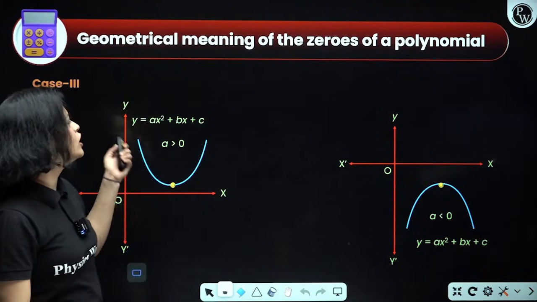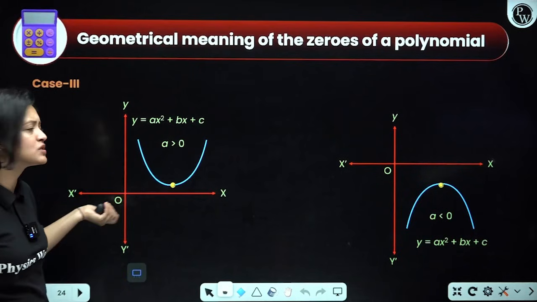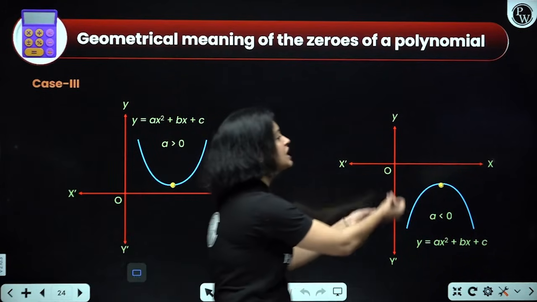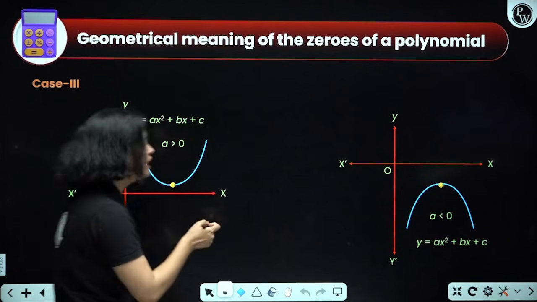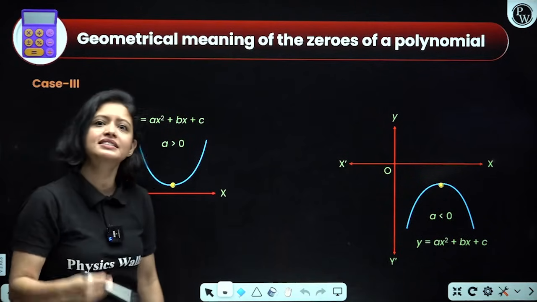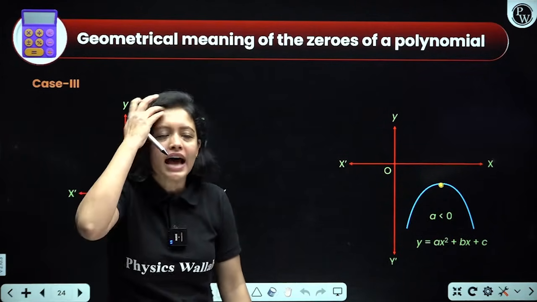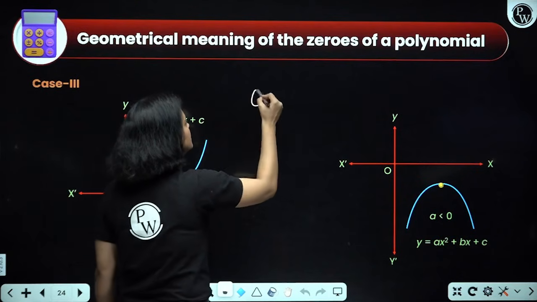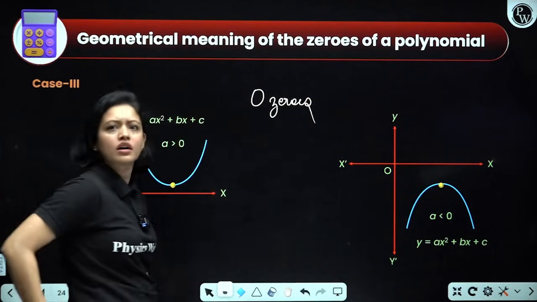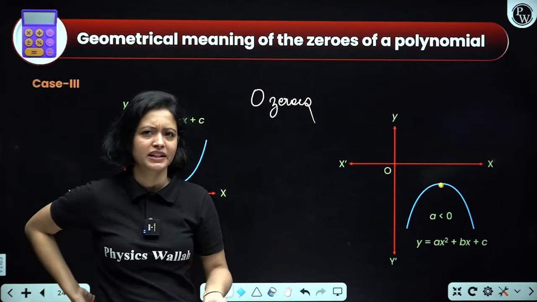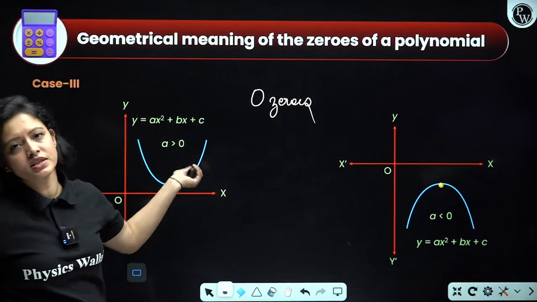We can also have graphs of polynomials like this, where the graphs are not touching the x-axis at all. Here, you can see that the graph is not touching the x-axis at all. Here also, the graph is not touching the x-axis at all. So that means here, how many zeros? 0 zeros. 0 real zeros. We are talking about the world of real numbers, by the way. So, in the world of real numbers, 0 zeros.